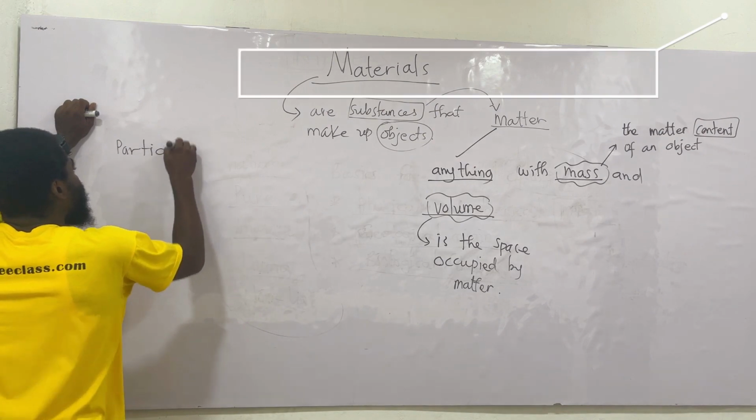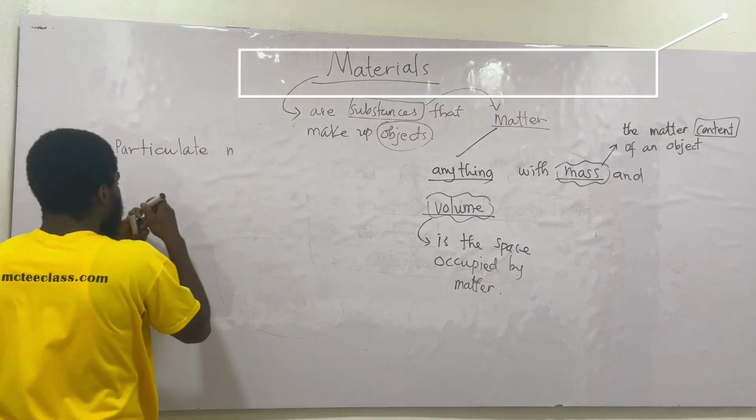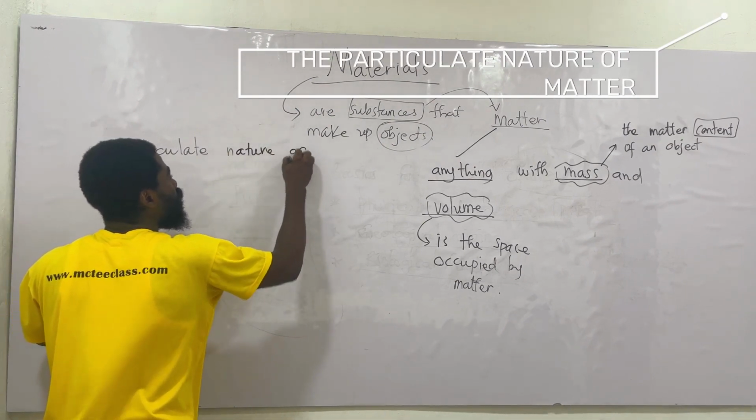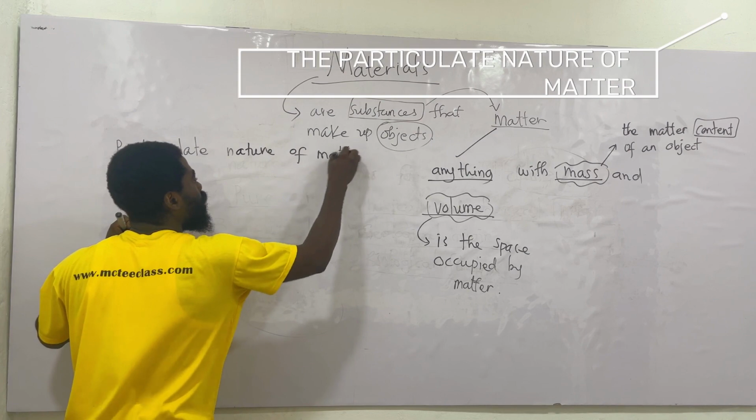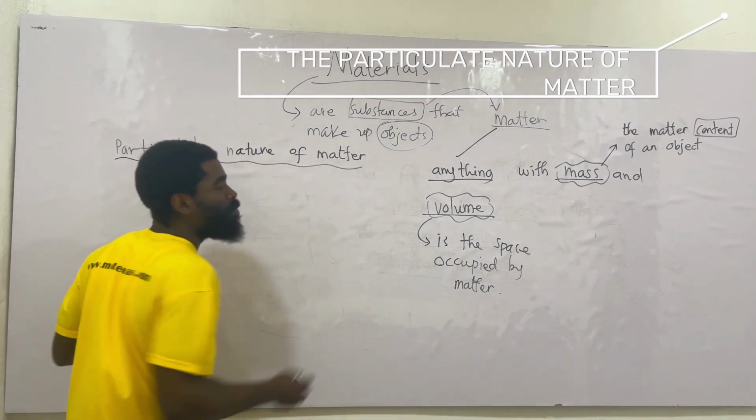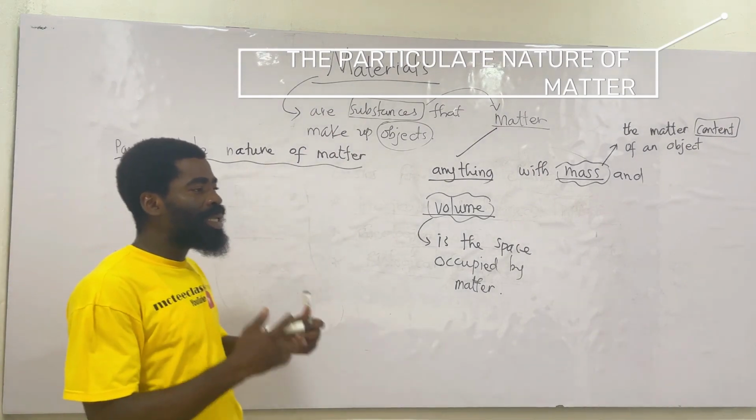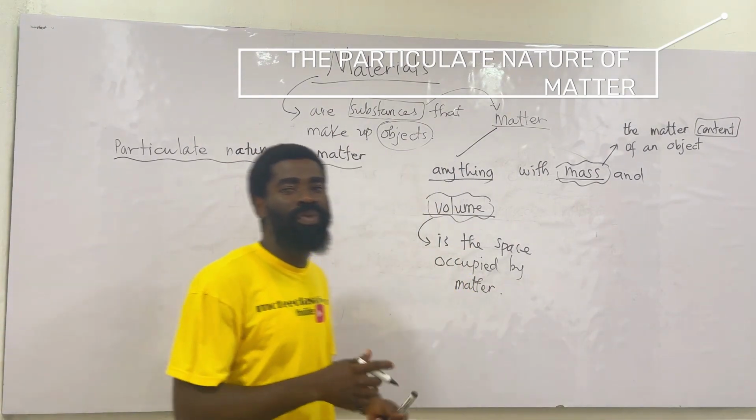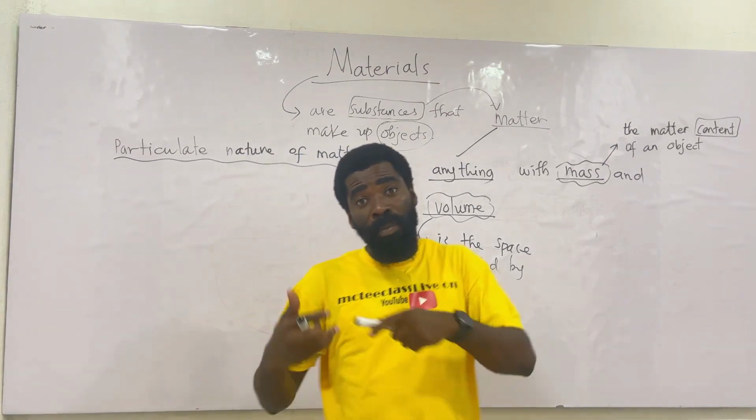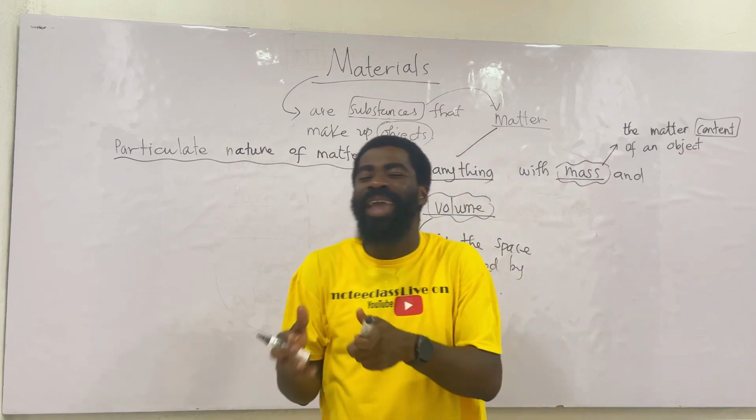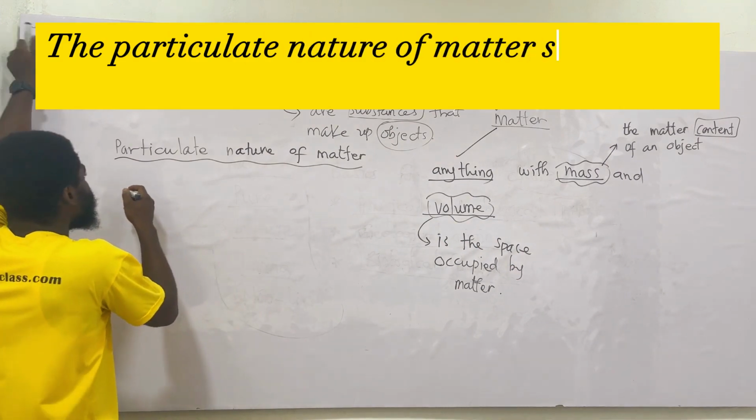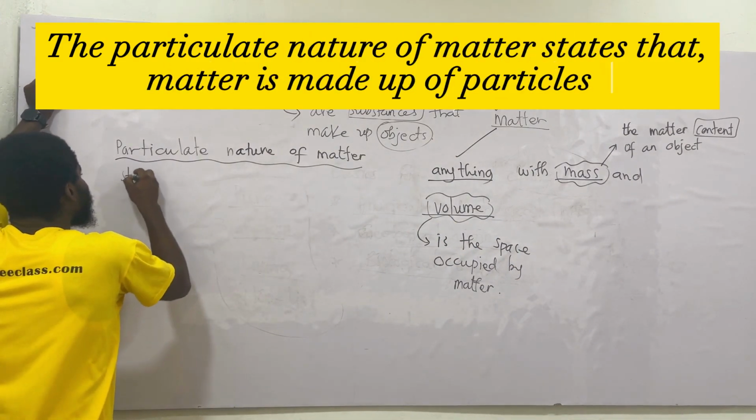The particulate nature of matter. Let's change the marker. It states that, so when I have to state the particulate nature of matter, the particulate nature of matter states that matter is made up of smaller particles, and these particles are atoms. From atoms we make molecules, and from atoms we make what? Ions, right? One day we'll speak more about what? The atoms. Good.